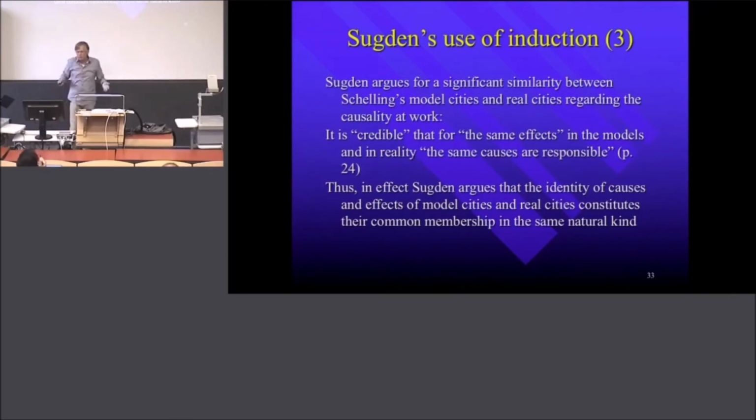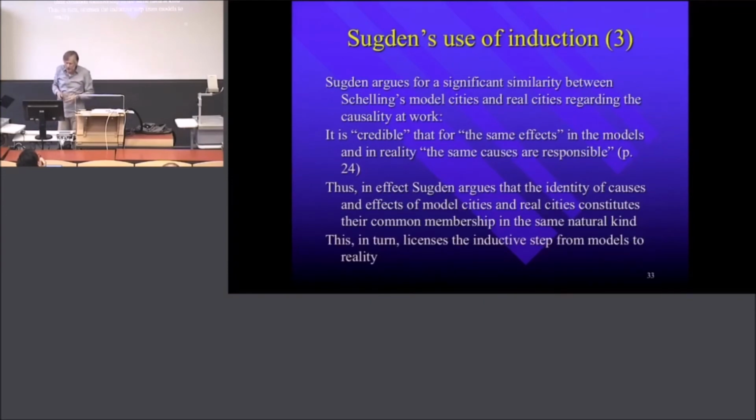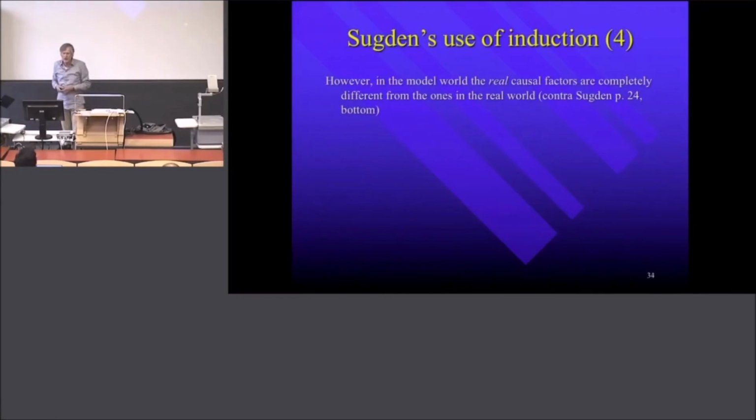Sounds quite convincing, doesn't it? This, in turn, licenses the inductive step from models to reality. Right? This is the idea. However, now here comes my objection. In the model world, the real causal factors are completely different from the ones in the real world, contra Sugden. I think Sugden is fundamentally wrong here. He's really fundamentally wrong. And it's a mistake we saw already much earlier in other economies.